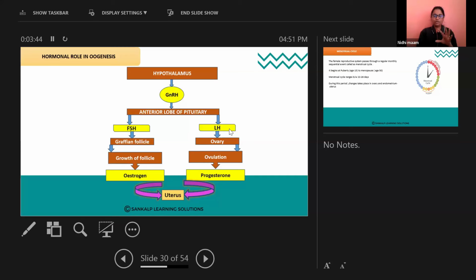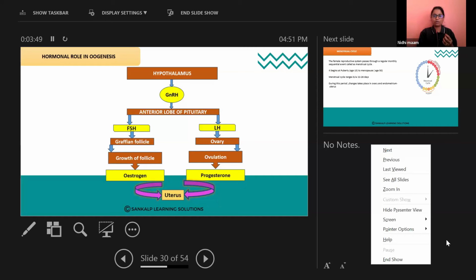Then LH, luteinizing hormone, will stimulate the ovary to carry out ovulation, that is, release of the egg from the matured follicle. Luteinizing hormone initiates it. So growth of the follicle will produce a hormone called estrogen. Ovulation will initiate the production of the hormone called progesterone. These two hormones are involved in maintaining the menstruation as well as pregnancy in the uterus. So this is the role of hormones in oogenesis.